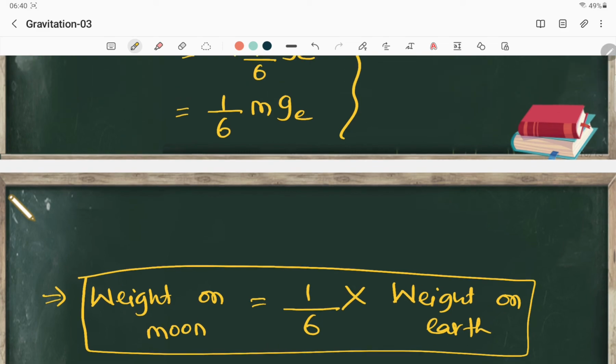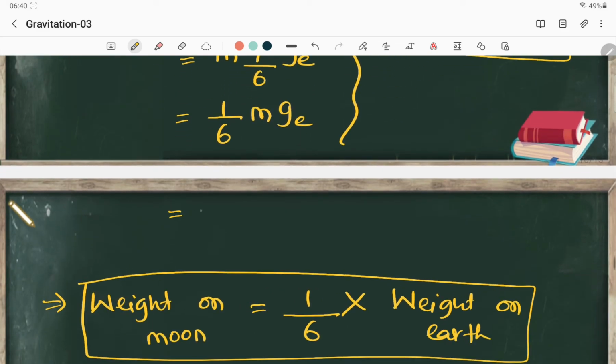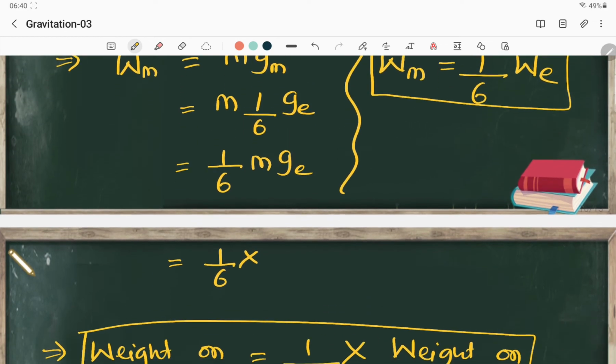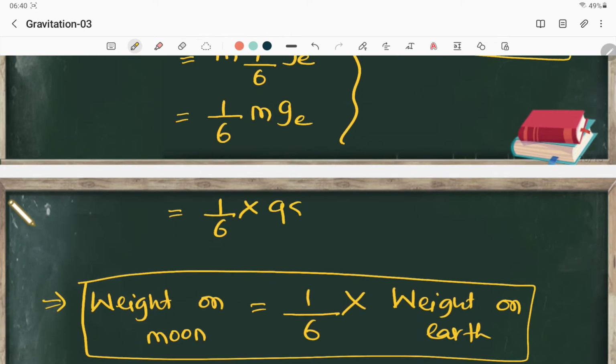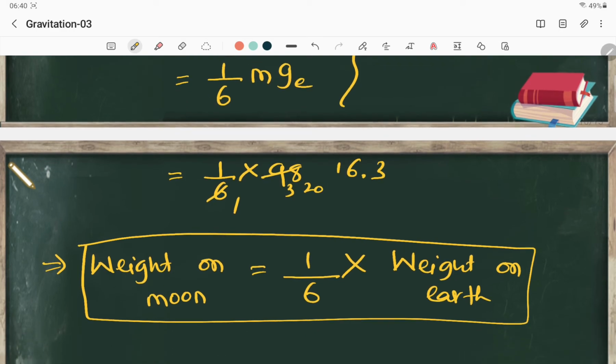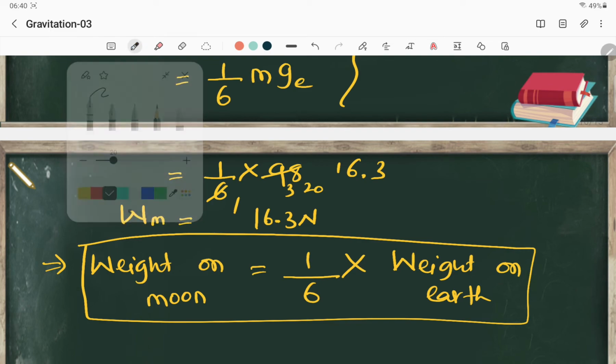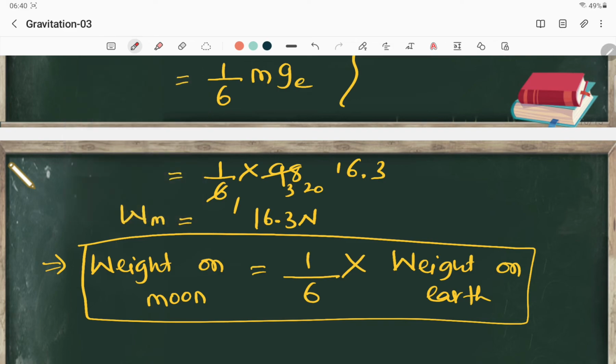So just to calculate this, it becomes 1 by 6 into mge, which is the weight on earth only. So that becomes 98. 6 ones are 6, 6 nines are 54... it becomes 16.3 Newton. So this is the weight on moon. Please put it in a box. These concepts, it is not like you are going to understand them in one shot. You have to keep aspiring for them, you have to keep looking for them so that you get to know that.